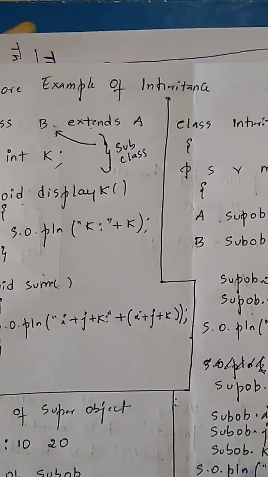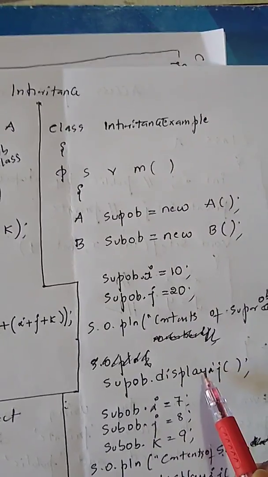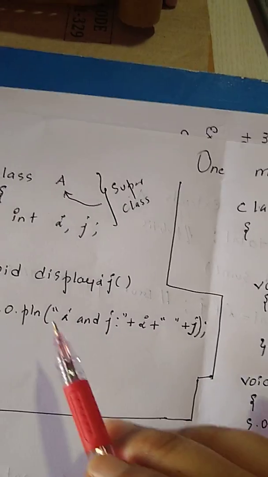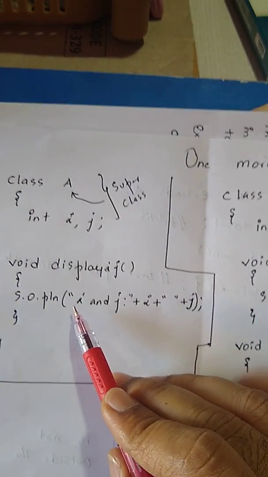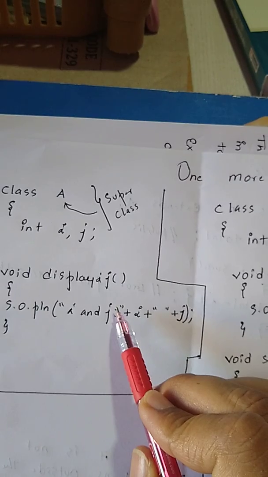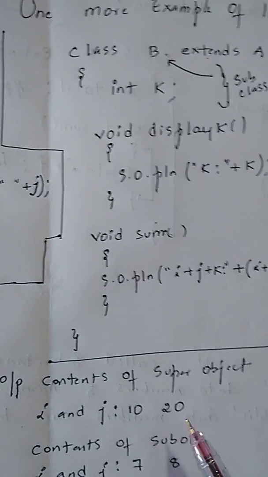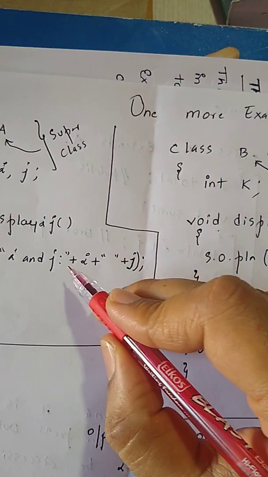Next, using the super object, I'm calling display ij. That is present within class A and the object is of type class A, so this will be executed. Display ij will be executed. Just observe this. Whatever you have written within double quotes will be printed as it is. So i and j, you'll get as it is. Next you will get a colon, because of this colon.